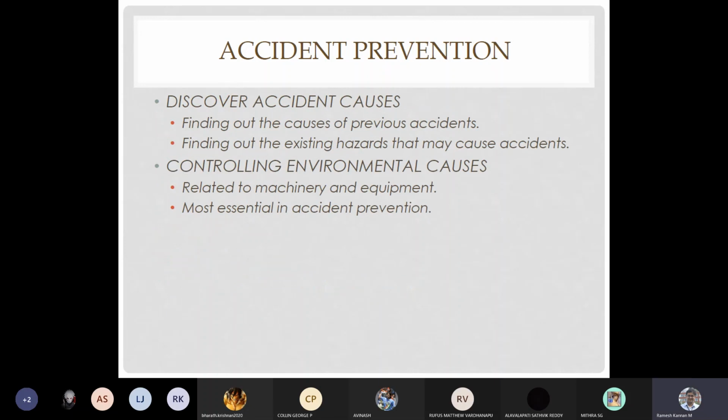Then discovering accident causes is the first and foremost thing. So first, if there's any unsafe environment, we generally look into finding it out. That's very important before providing a solution. Once you find out, the next step is providing a solution. So we have to propose some remedial measures, right? Then controlling environment costs and other related stuff is also pretty much important, right?